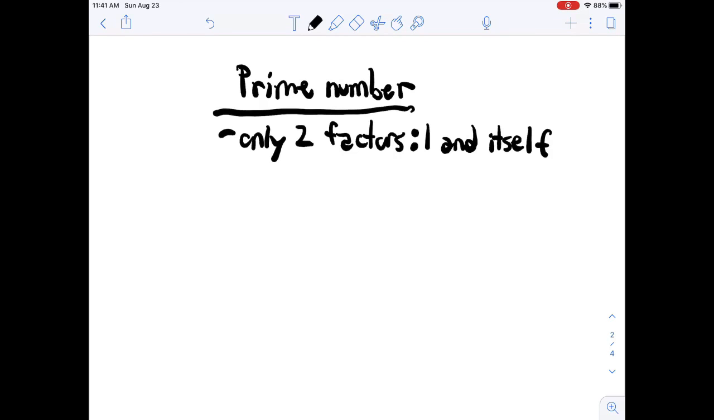So I'll show you an example here. 3. 1 times 3 equals 3, and that is it. So the only factors of 3 are 1 and 3, the number itself. So it is a prime number.